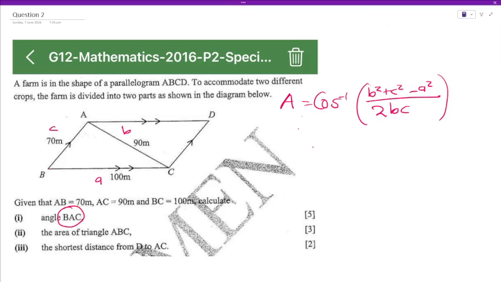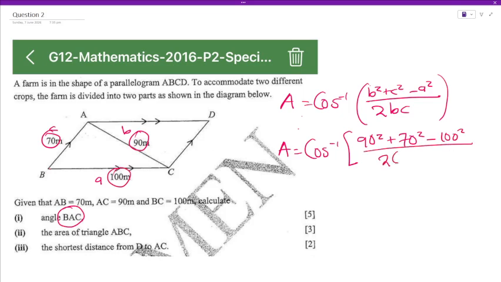Okay, yeah, so now we plug in those values. So A will be equal to cos inverse, what do we have? What is b? B is 90, so we're going to say 90 squared, plus c, what is c? C is 70, so 70 squared, minus a is 100, so I have 100 squared, then everything over 2 times 90 times 70.